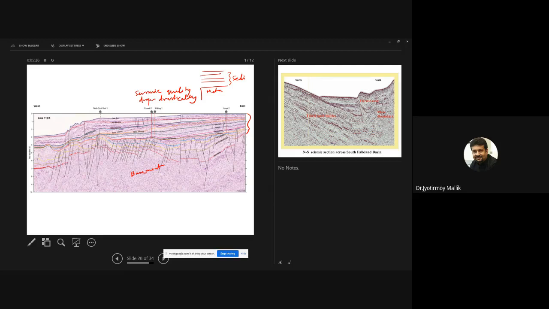Of course, now you can identify a few unconformities as well. For example, this is perhaps one of your unconformities. This is one of your unconformities. Here is also another unconformity, as you can see. This is also another unconformity. Just by looking at the structure, you can identify that there are unconformities.